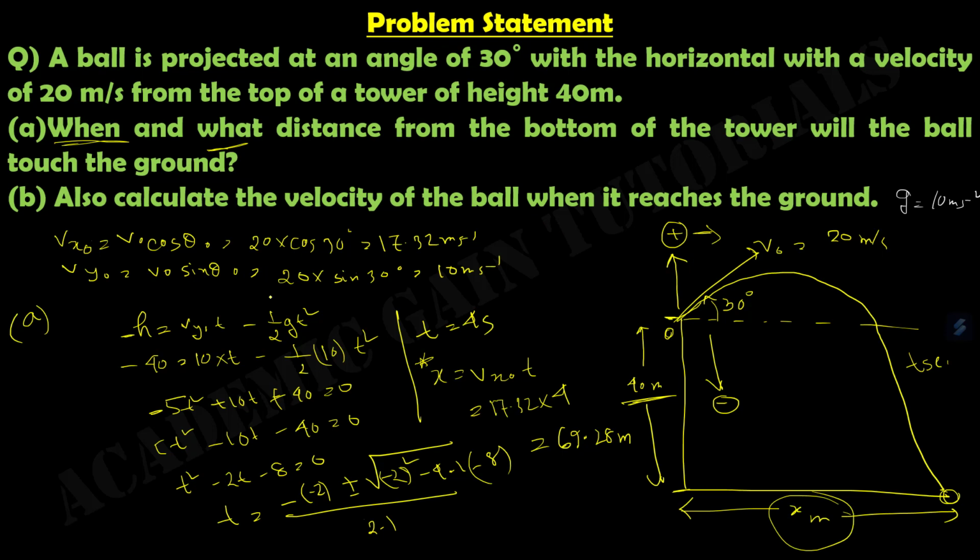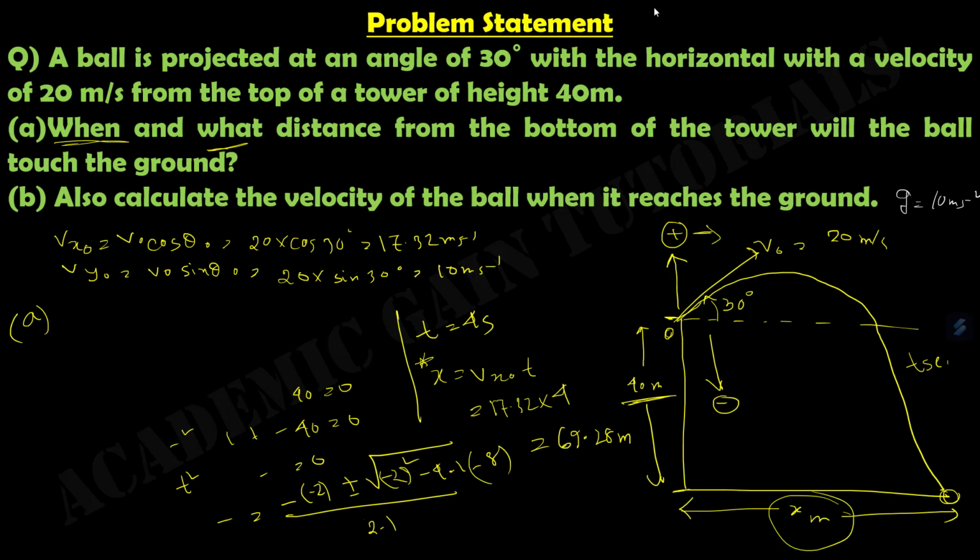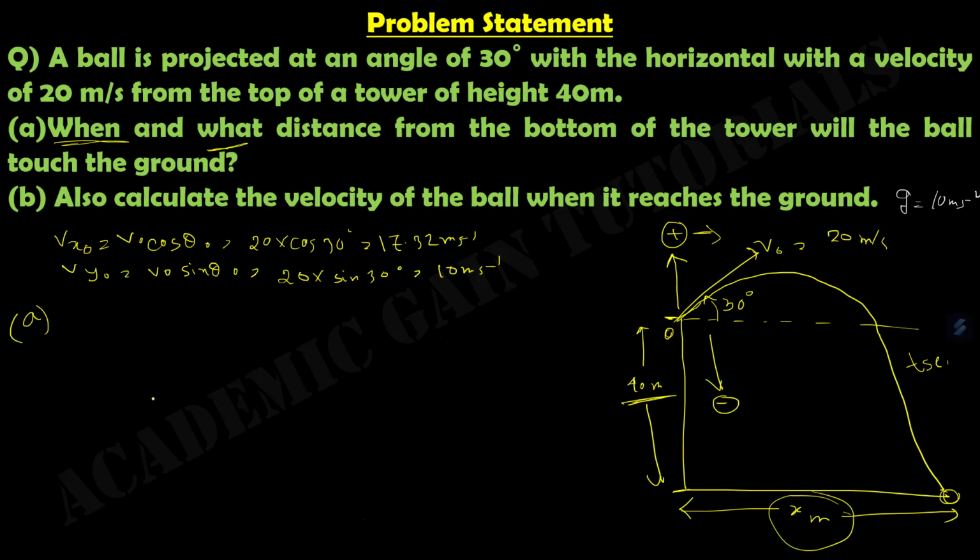So we solved the first part, when and at what distance from the bottom of the tower the ball will touch the ground. Now the second part is, also calculate the velocity of the ball when it touches the ground. So we have to find out what is the velocity when it strikes the ground.